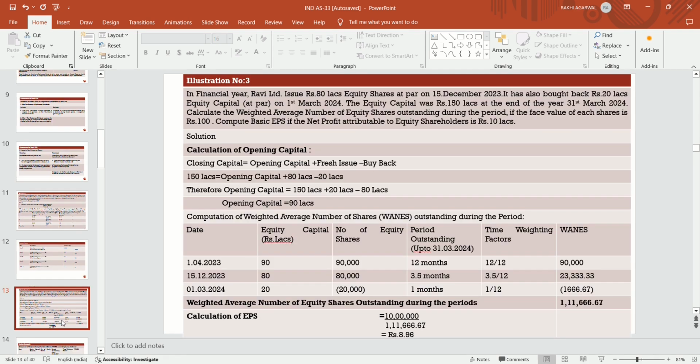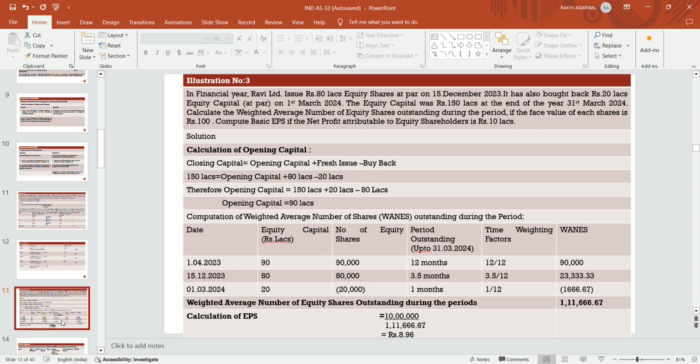Now illustration 3. Illustration 3 is related to how to calculate the WANS, that is the weighted average number of shares. That is how we will calculate the denominator, which is the number of shares by which the net profit attributable to the shareholder, which is the numerator, is to be divided. Denominator is the weighted average number of shares outstanding during the period.